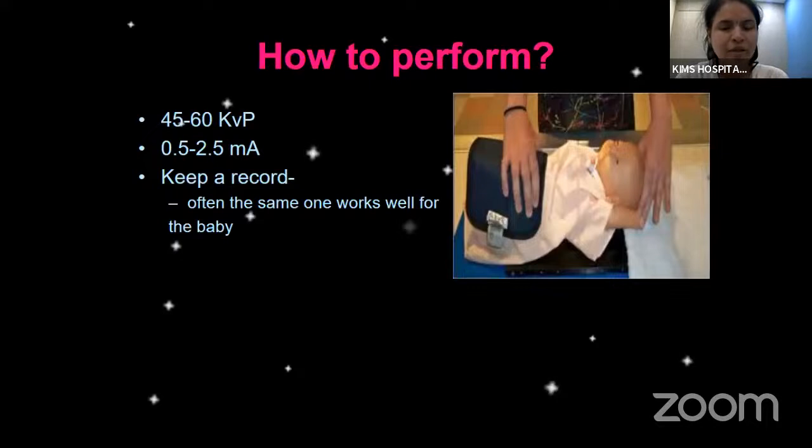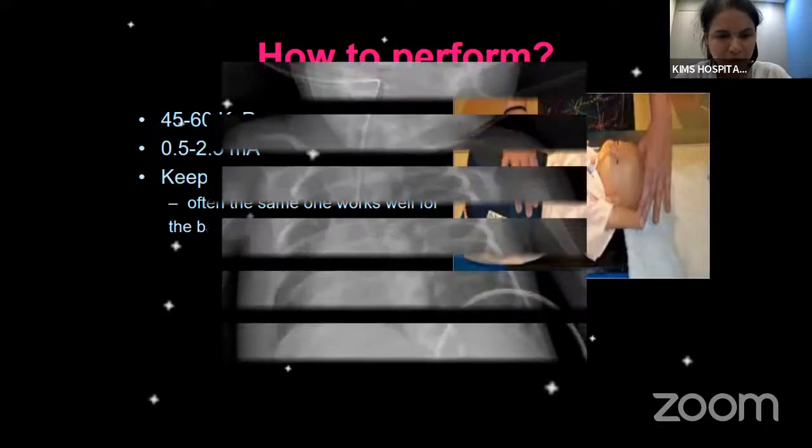So if you find that for a particular newborn, the exposure was optimally visualized in a particular film, you may indicate so to the radiologist, the technician who came for performing the X-ray, so that the same settings can be noted down for subsequent films as well. It is useful to keep a record. Often the same one works well for that particular baby.